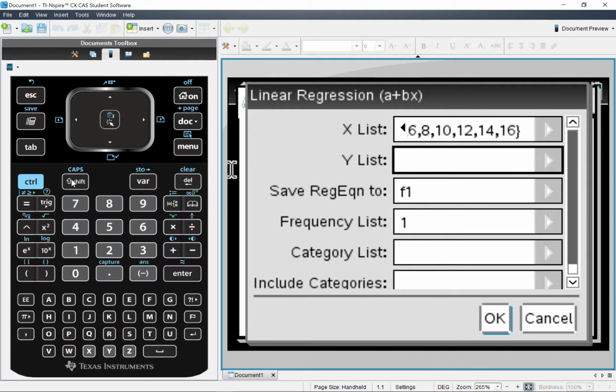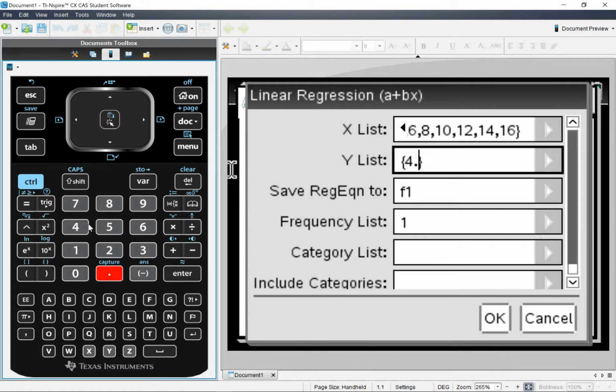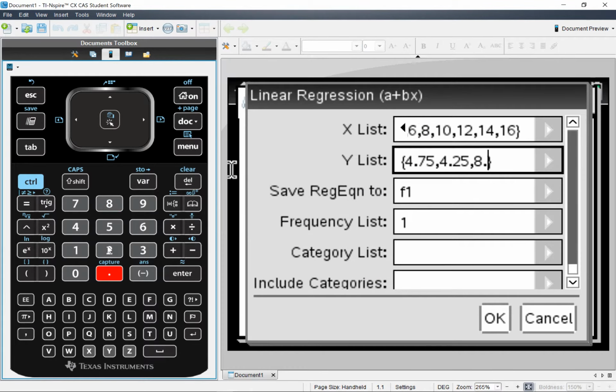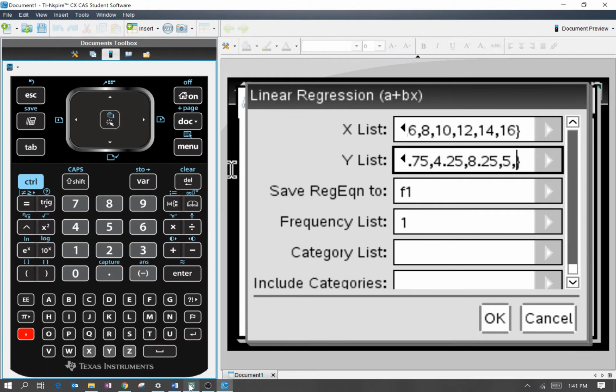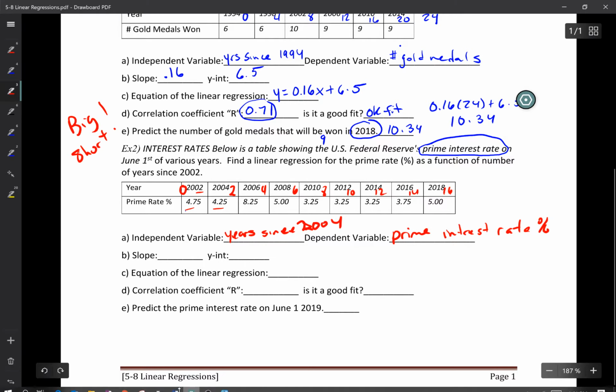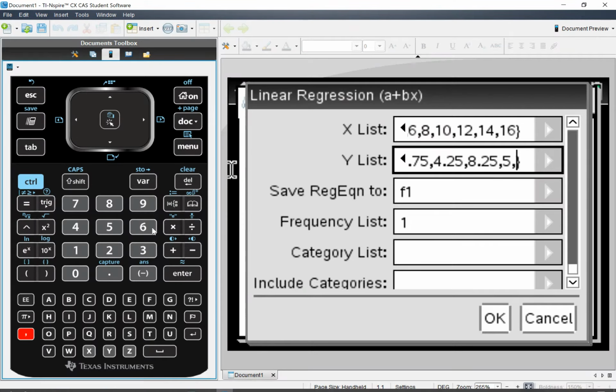So now we're going to do the y's, right? 4.75, 4.25. All I'm doing is just typing all these in. So I don't have it in front of me. So 8.25, 5. What's next? And then for the next 3 years, right, 3.25. So the next 3 times is 3.25, 3.25, 3.25.